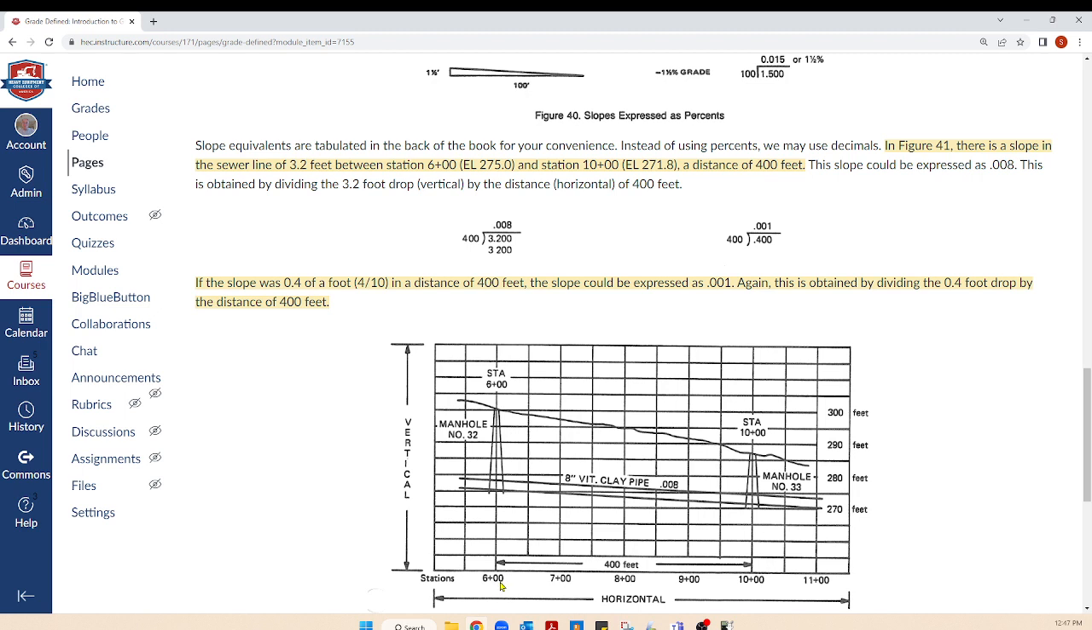6 plus 0 is the same thing as 600. So we always go from left to right. I say always, there may be exceptions. So from the beginning of the station of the project, which is 0 plus 0, we are at this point, 600 feet up the road. It's not a road, but up plan. We're going to the right, so we're going up.